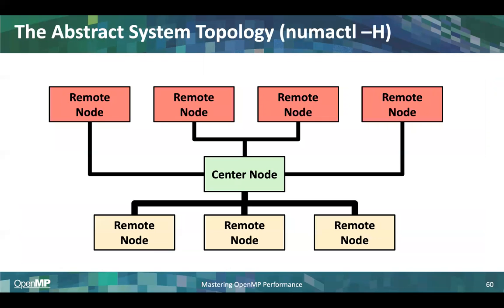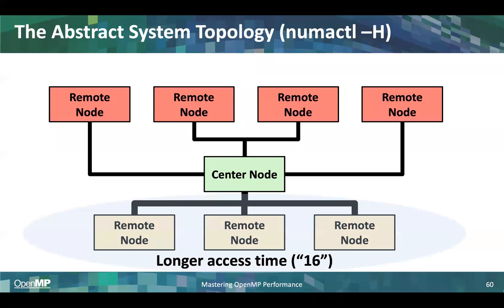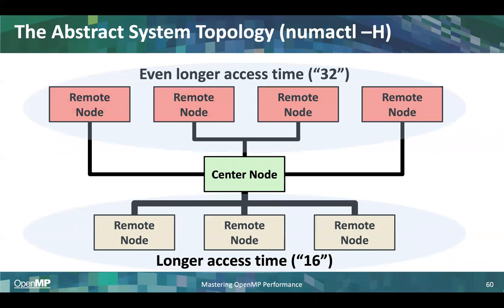It's very, very valuable. It allows you to make a diagram like this. So I have my center node. My center node is connected to 3 remote nodes with a longer access time, the 16 class of nodes, and 4 that are 32, labeled 32. So I have 2 levels of Numa in this system.